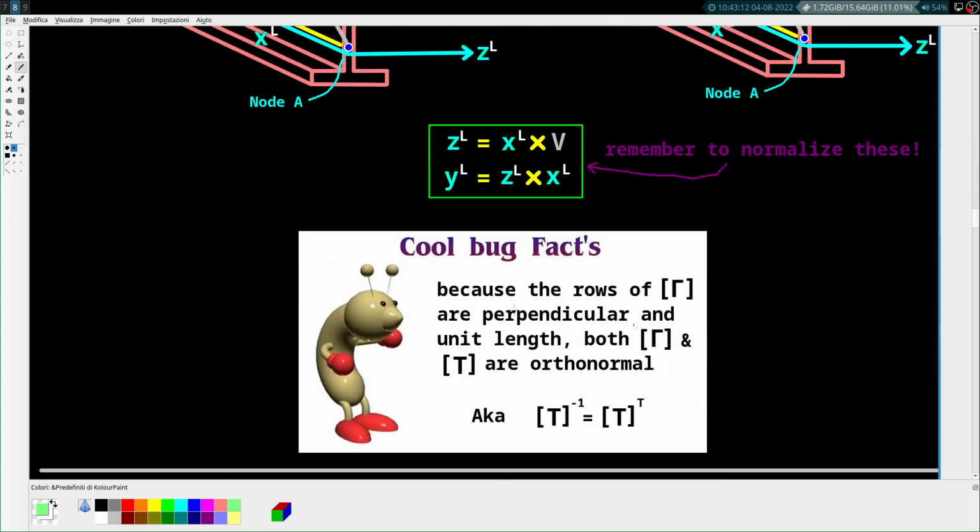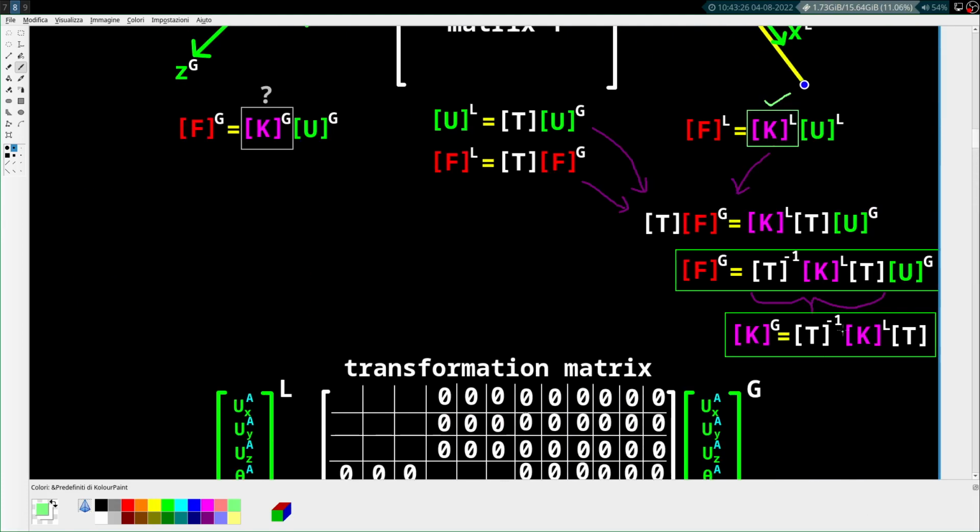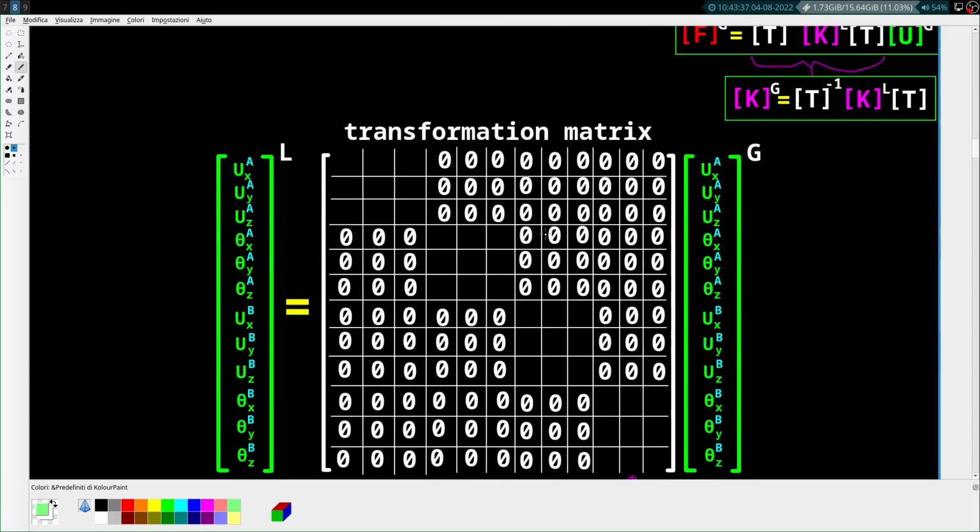That's because, a cool fact: because the rows of gamma are perpendicular and unit length, both gamma and that T matrix are orthonormal, which means the inverse is the transpose. So I mentioned before that we had to take the inverse of this matrix, inverse of T times K times T. Well, in reality, this is just T transpose, which makes this a heck of a lot easier to evaluate, especially because you have to do this for every single element.